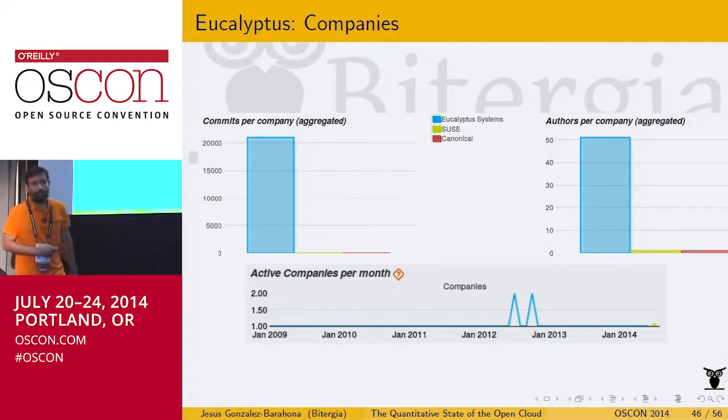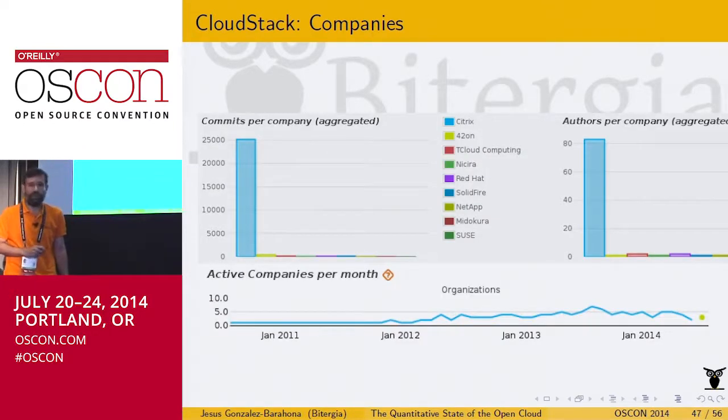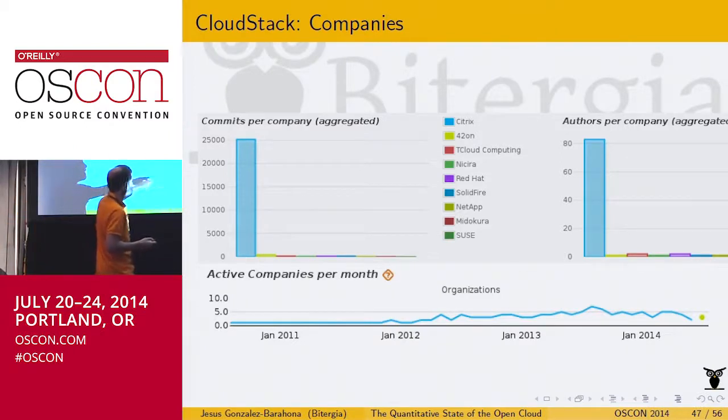This is for Eucalyptus, again a single company project, and you can see it very clearly. There are some spikes because there are some very small contributions by some companies at some points, but that's it. This is CloudStack. It's very close to a single company project, but you have some diversity. And I'm not showing it here, but you can see how the trend is upwards.